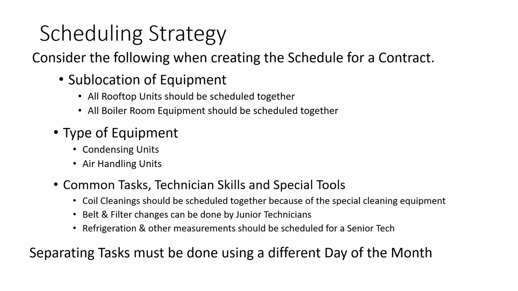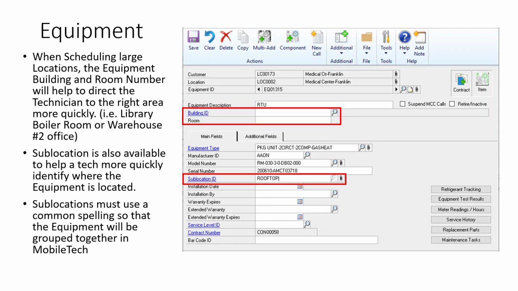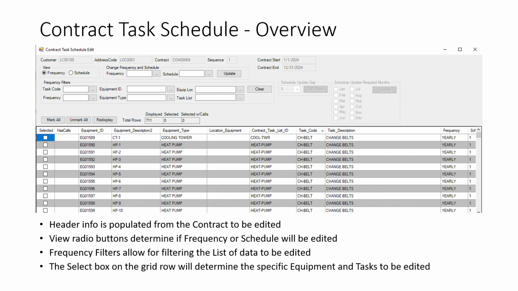All of these tasks should be separated to different days of the month so that multiple service calls will be created and can be assigned to specific technicians. When grouping equipment together, consider the building ID and room number, but more importantly, the sublocation. We want the sublocations to be spelled identically so that they could be grouped properly, unlike the cooling towers we saw at the beginning of this presentation.